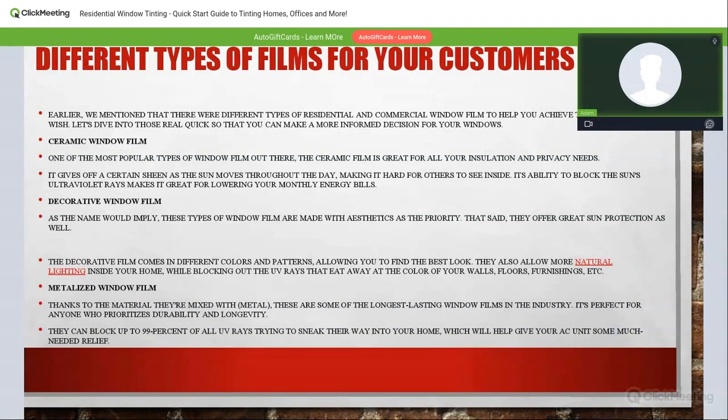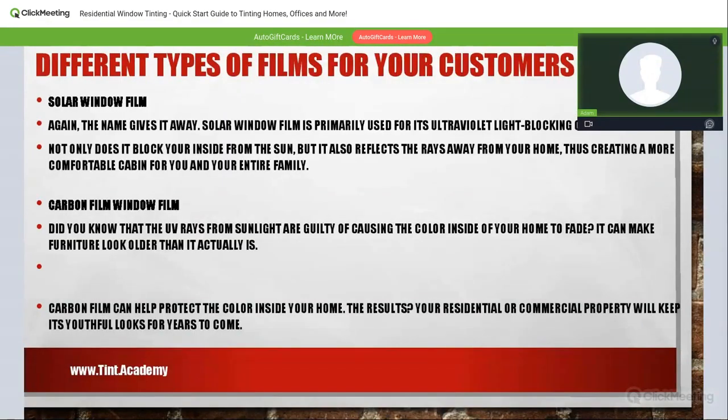Next one is a metallized window film. Thanks to the material, they're mixed with metal. These are some of the longest lasting window films in the industry. It's perfect for anyone who prioritizes durability and longevity. These will block some of the highest levels of UV. Metallized window films are typically a mirror film. So anything with window film on homes or commercial is going to be a mirror-based film.